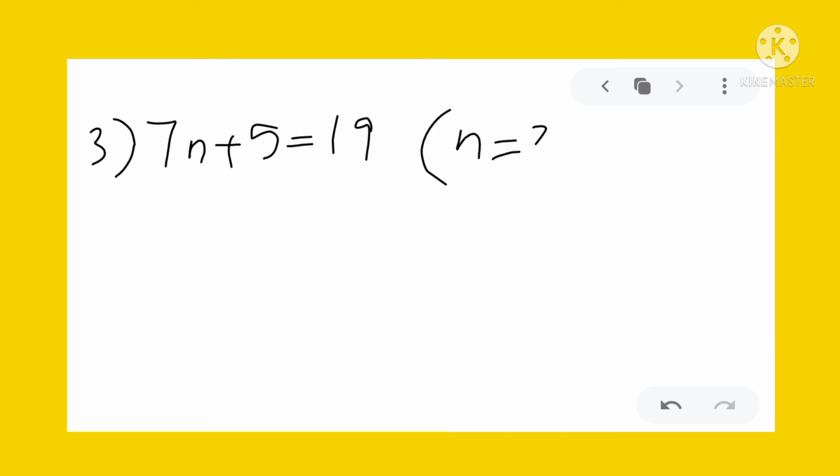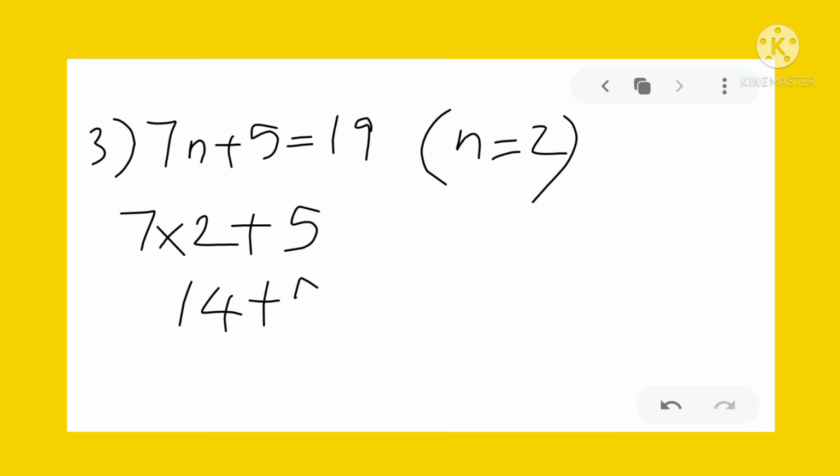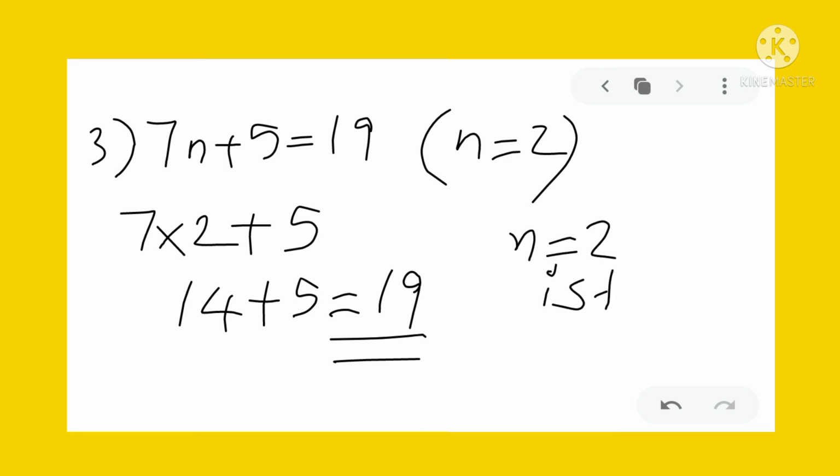Then third question, 7n plus 5 equal to 19 where n equal to 2. Here 7 into 2 plus 5. What is 7 into 2? 14 plus 5. What is 14 plus 5? That is 19. So that means n equal to 2 is the solution of the given equation.